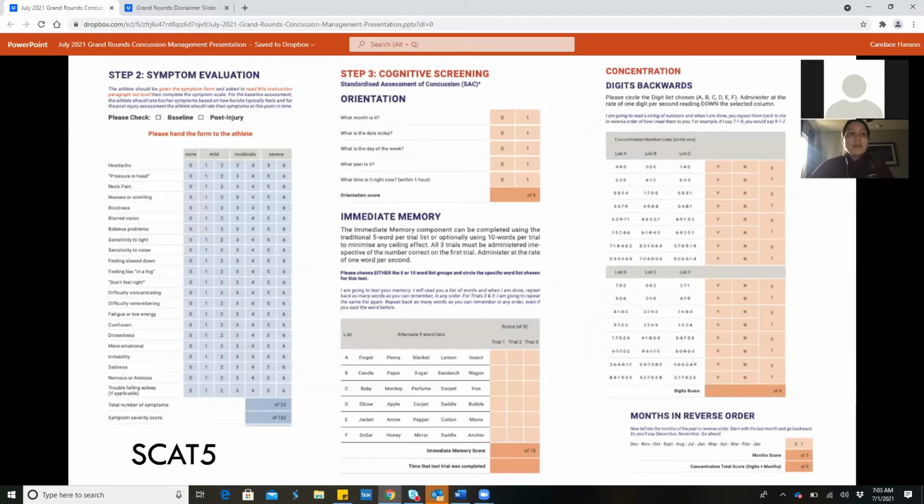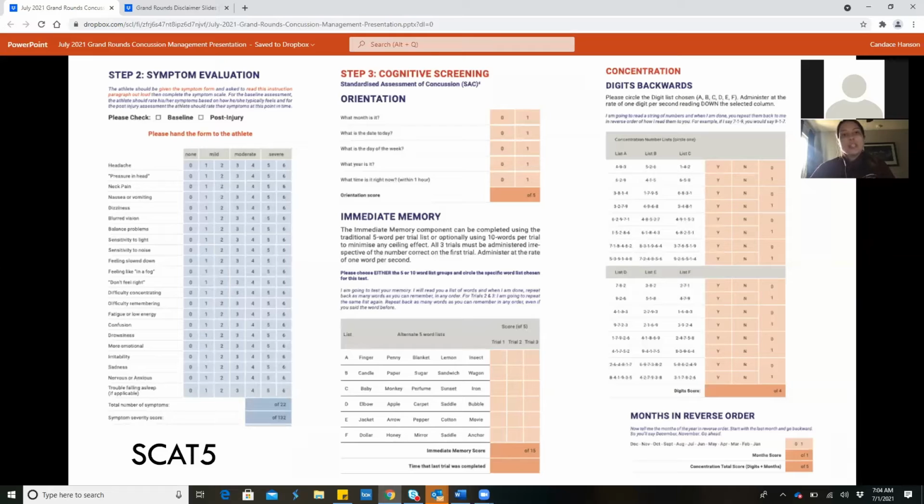So symptom evaluation, the athlete can do this, or they can be asked these questions. Cognitive screening, so orientation, what day is it, what time is it, what have you. Immediate memory, so there's a list of 5 words and a list of 10 words on the SCAT5. And as I said, there are different groups, so you can use different ones for each time you assess the athlete, or at least don't always use A for every single athlete you assess.